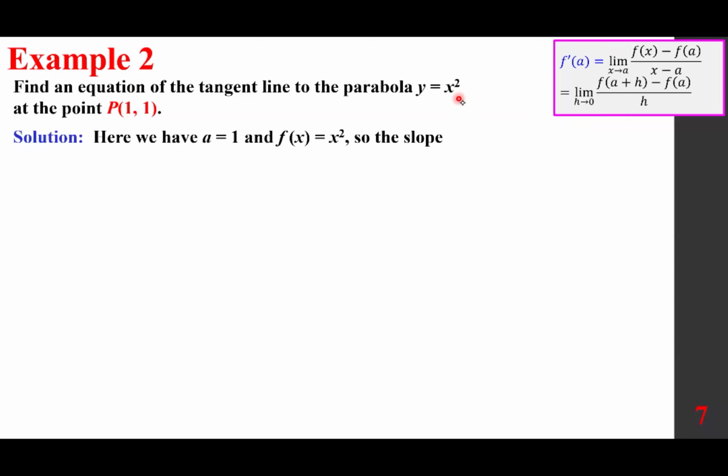So we're going to use one of them, let's say the top one. I'm going to use that one to find m or f prime of a. Therefore, m or f prime of 1 equals the limit of f of x minus f of 1 over x minus 1 as x approaches 1.